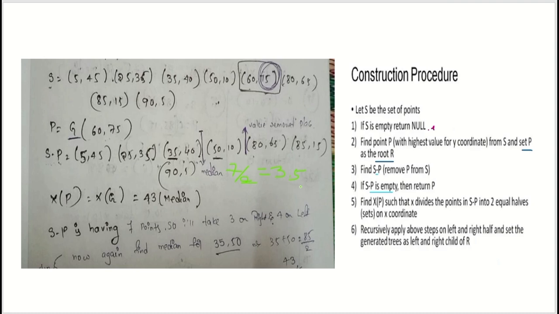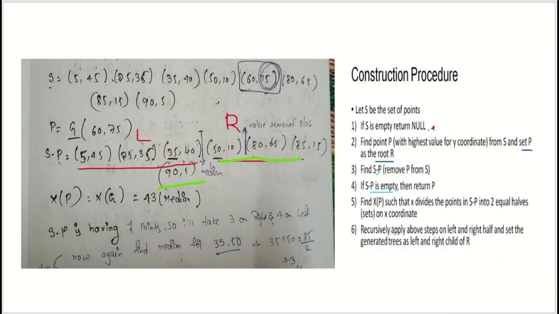So what am I taking here? 3.5 means for one side, that means for one half, I am taking 3 values, and for the second half I am taking nearly 4 values. So this will be considered a left half and this is a right half. So one is the left half and another one is the right half here. So 5, 45, 25, 35, 35 and 40 are the left half, and the remaining 5, 10, 80, 65, 85, 15, 90 and 5 are the right half.